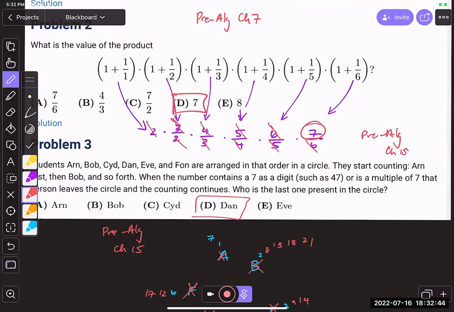So that's what the pattern is here. Any questions over any of the first 3 problems here?